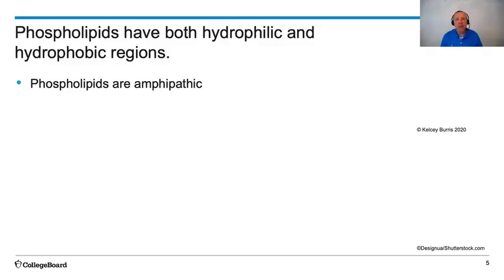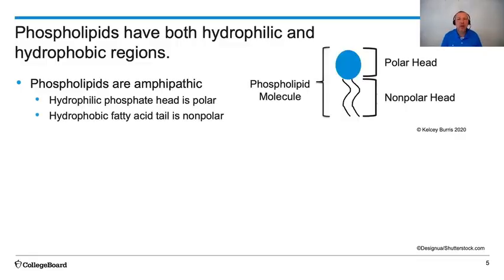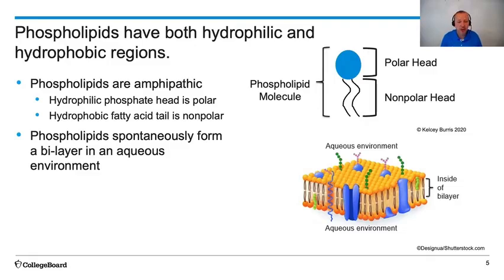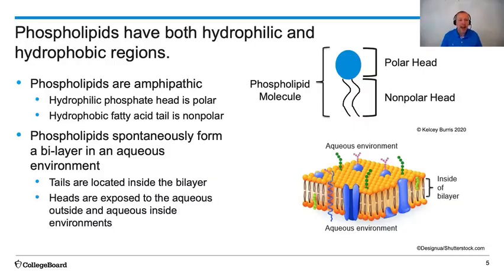So what are these cell membranes made up of? They're made up of phospholipids. Phospholipids are amphipathic. They're both hydrophilic and hydrophobic at the same time. So for these phospholipids, the hydrophilic phosphate head is polar and the hydrophobic fatty acid tail is nonpolar. These phospholipids spontaneously form a bilayer in an aqueous environment as shown on your screen. The tails are located on the inside of the bilayer, interacting with each other in a hydrophobic way. And then the heads are exposed to the aqueous outside and inside environments of the cell.